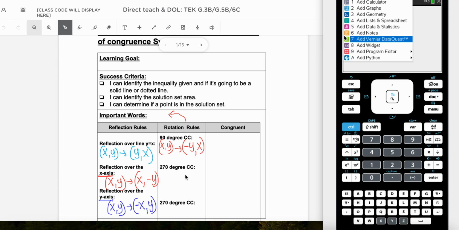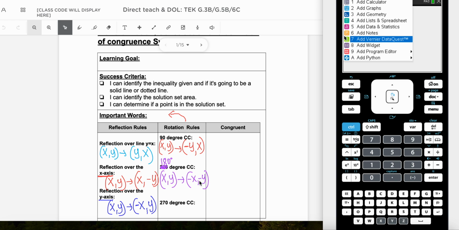Okay, now this should have been 180. So I'm going to scratch this. This is supposed to be 180 degrees. So what happens when you rotate 180 degrees counterclockwise? If you have a point (x, y) and you rotate it 180 degrees counterclockwise, then that is going to be (negative x, negative y).